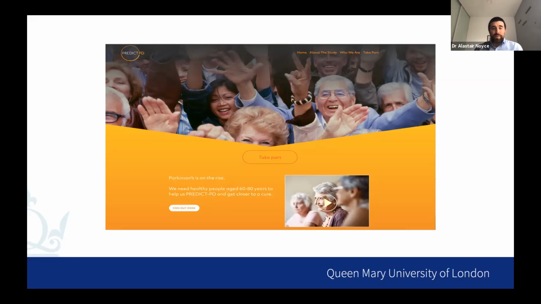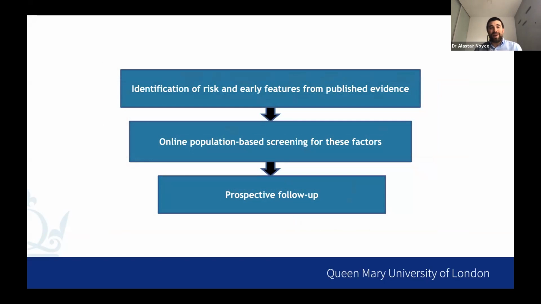This is the homepage, so some of you will be familiar with it, and I hope if you're not taking part, you will take part in the PREDICT PD study. What we do is we identify risk factors and early features from the published literature, and I've shown you lots of examples of that already today. Then we combine all those risk factors and early features in an algorithm that will generate an individual level risk score, which we don't tell people, but we use that to stratify people according to their future risk of Parkinson's disease. And then we follow people up over time.